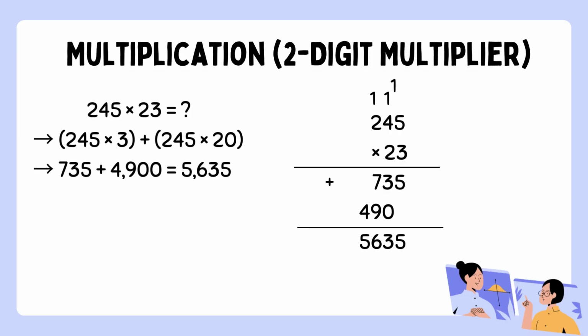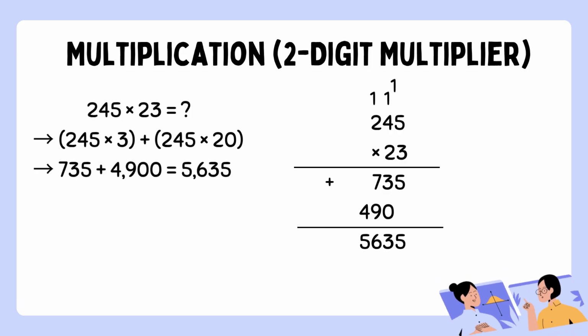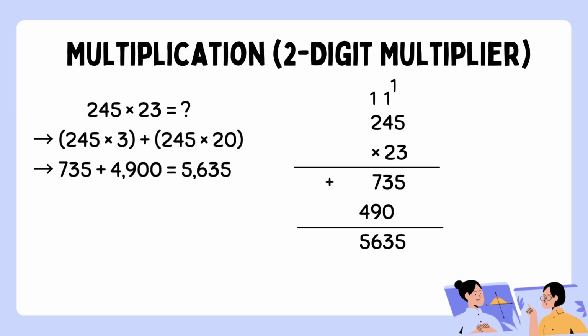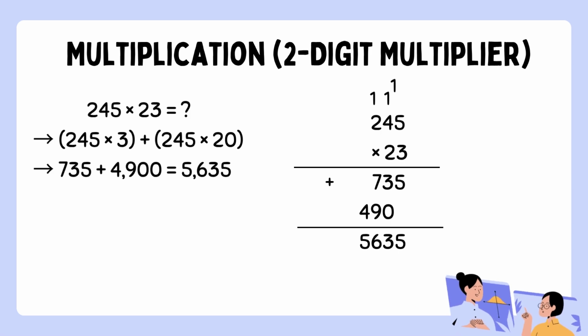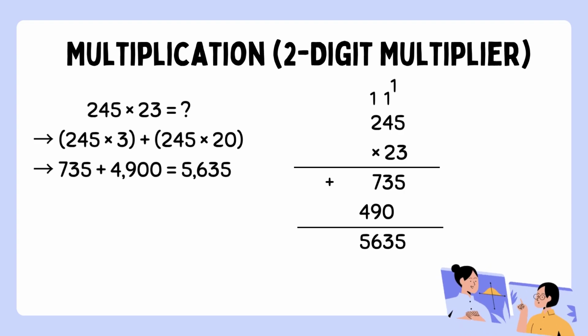2 times 4 equals 8, plus carry 1, 8 plus 1 equals 9, write 9 in the hundreds column. 2 times 2 equals 4, write 4 in the thousands column. So the second partial product, 245 times 20, is 4900. You can write it as 4900 with a 0 under the 735 to show the shift.